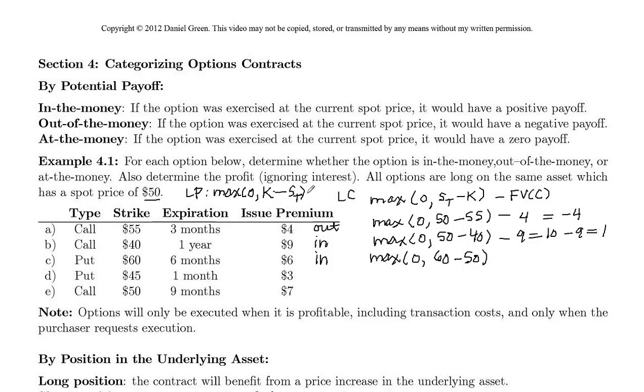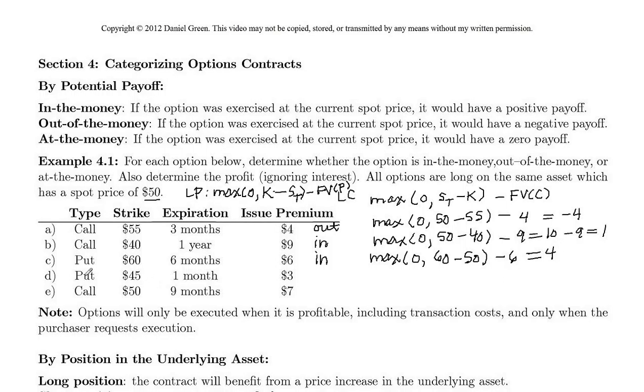And then here we have to take off our accumulated value, future value of our premium. In this case that was P for a put, future value of P. And here we're ignoring interest, so we're going to take off 6. So max of 0 and 10 is 10, minus 6 is 4. So that would be a $4 profit there.